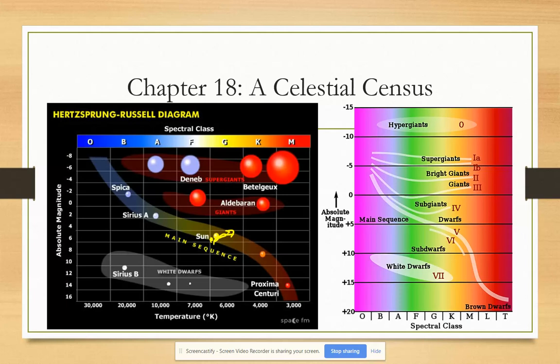So you have a width to the main sequence. That is the way that we determine the age of the sun to be about 5 billion years old and a full lifetime of about 10 billion years.